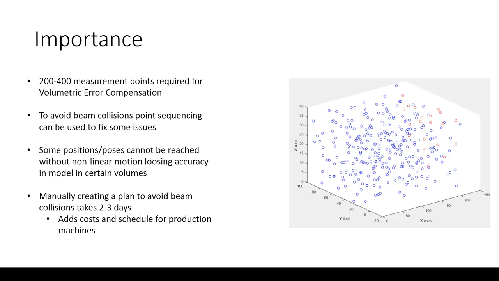So the importance: up to 200 to 400 measurements are required for volumetric error compensation, and it's very possible that you can get in a situation where a linear path in between two poses causes collision. Manually creating a plan that avoids this can take up to 2 or 3 days, adds cost and schedule, which limits the use of volumetric error compensation in production.